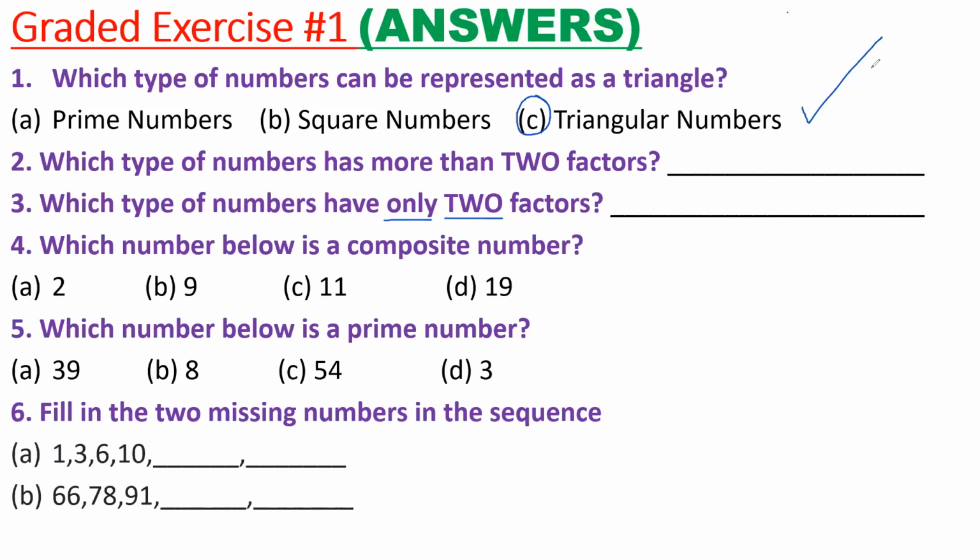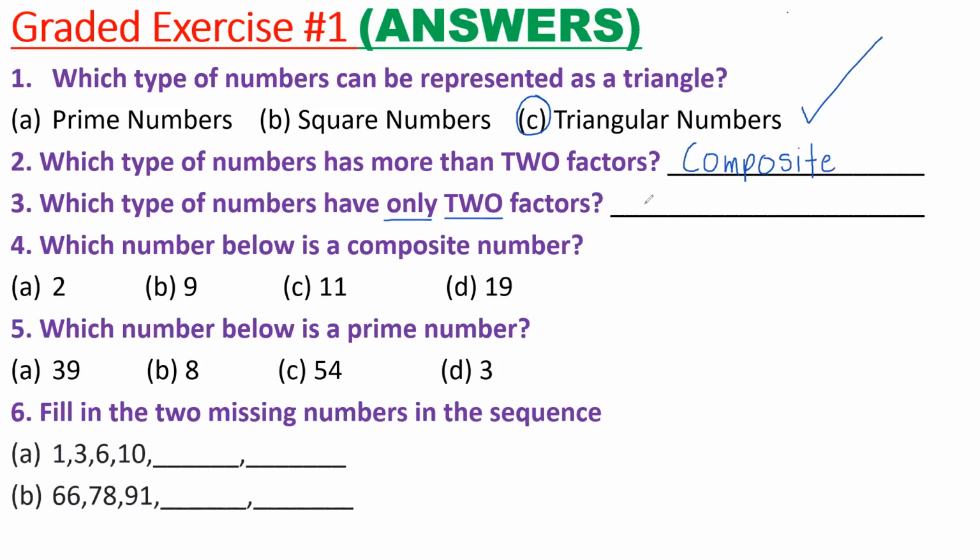Number two, which type of numbers has more than two factors? What do y'all have for that one? Composite. The answer is composite. Anyone else have composite? Yes, sir, I have composite. Composite, very good. I only had like 4 persons. Anyone else have composite for this one? I do. Good. Composite.